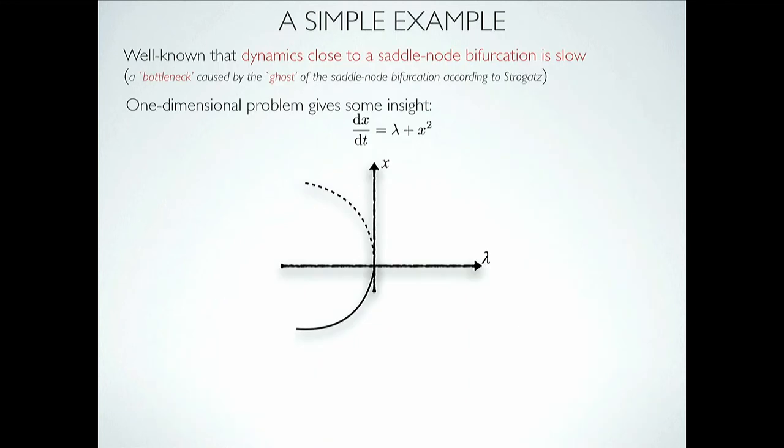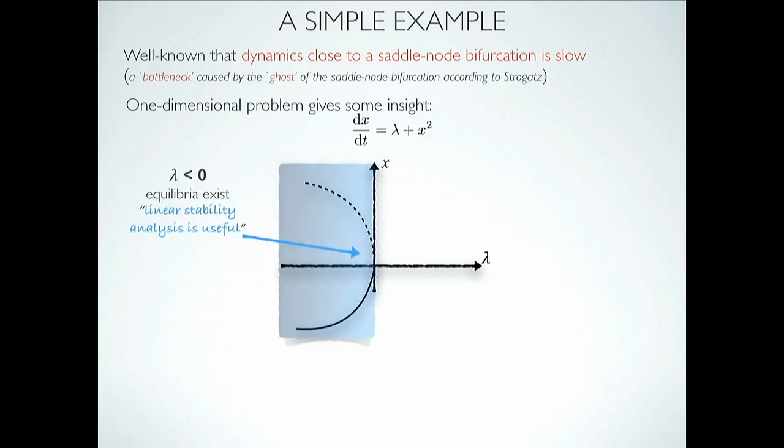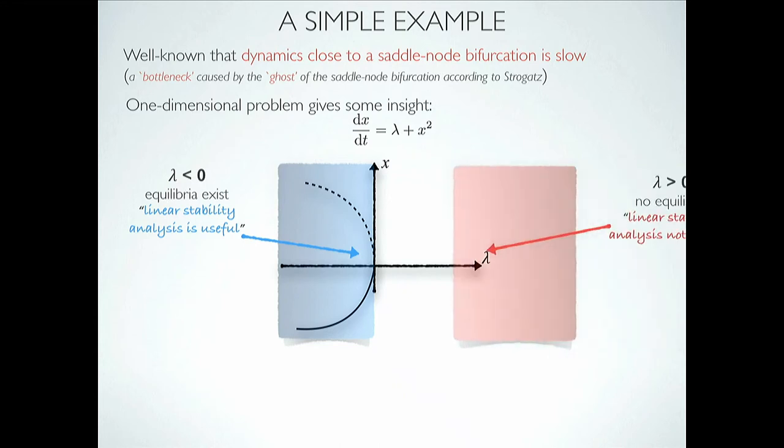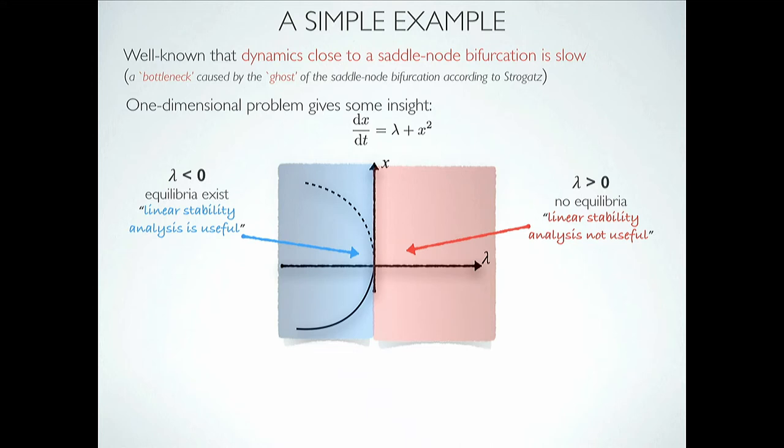So, okay, this is for people who know about the dynamics close to saddle node bifurcations. This is very well known. If you look in the book of Steve Strogatz, he says that there's what's called a bottleneck caused by the ghost of the saddle node bifurcation. So if you don't know about saddle node bifurcations, just think about this ODE, okay? So dx/dt equals some control parameter lambda plus x squared. If lambda is negative, I have two solutions, one stable, one unstable. And on this side, because I've got an equilibrium, I can do linear stability analysis, everything is fine. If lambda becomes positive, then there's no equilibrium anymore, and I can't do a linear stability analysis.